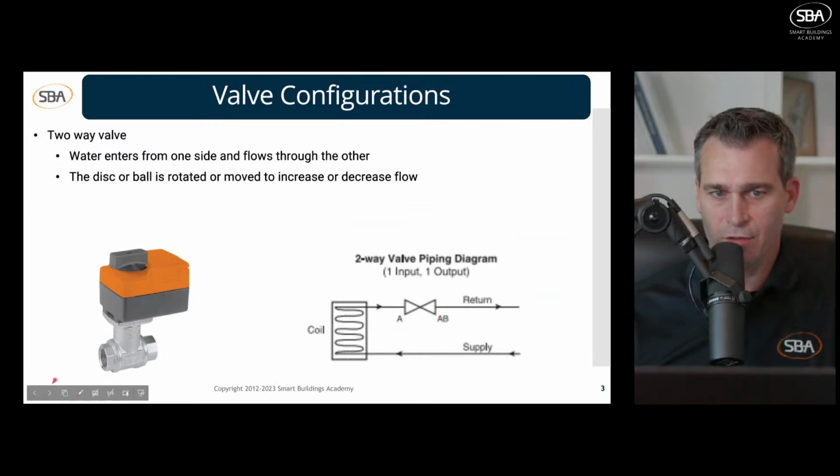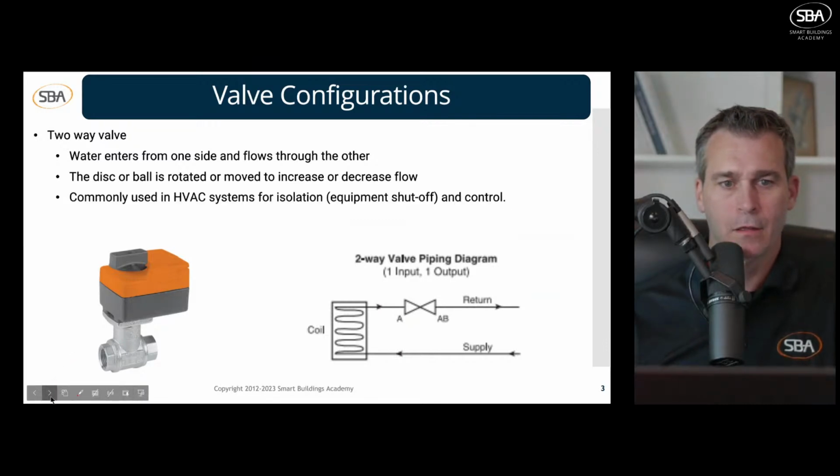All right. The disc or the ball is rotated or moved to increase or decrease the water flow. So we've got the ball that's inside this valve, and depending on how much we open or close it, will increase or decrease our flow through our system. These are commonly used for isolation type applications. They could also be used to control coils in variable type hydronic systems. So that's where we'll use our two-way control valves.